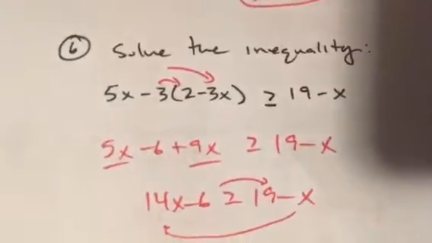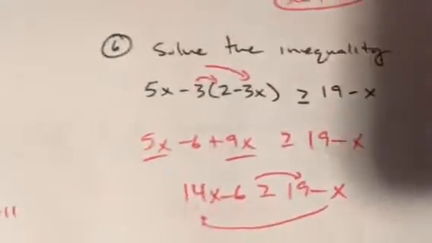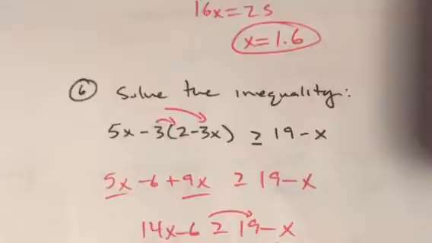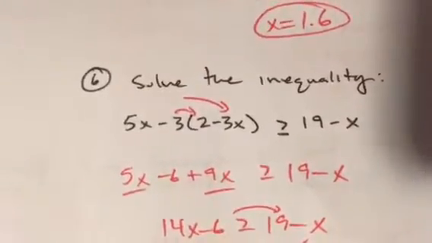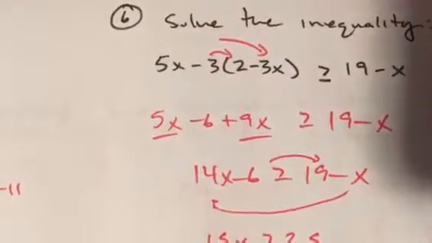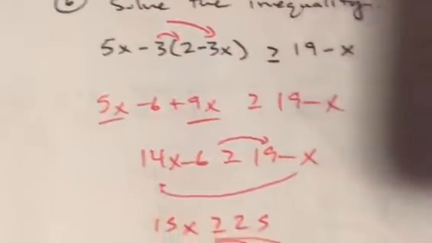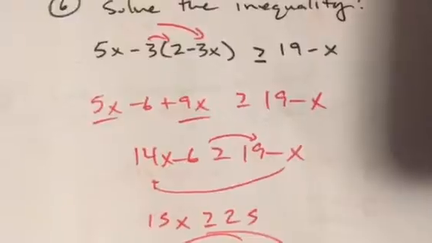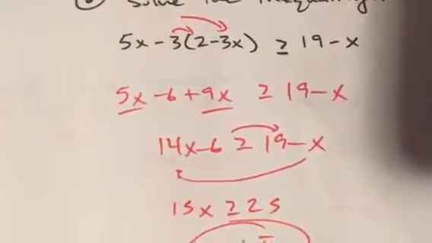Again, these questions, especially 6, are going to be made a little bit easier on your final. Distribute: do the negative 3 times 2, negative 3 times negative 3x first. Add the x's together on the left side. You get 14x minus 6 greater than or equal to 19 minus x. Add x to both sides while adding 6 as well.